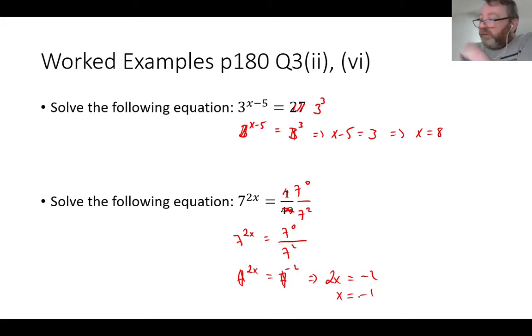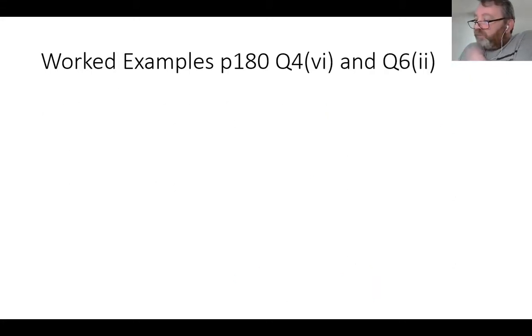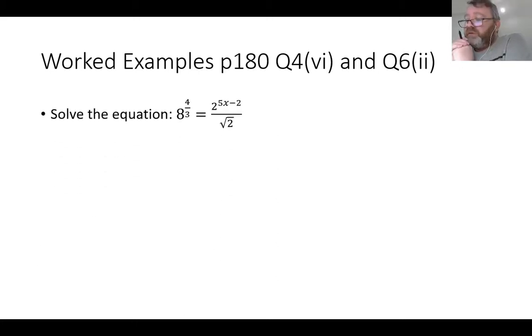Okay, let's increase the complexity a little bit. Question 4, part 6, and question 6, part 2. Solve this equation. 8 to the power of 4 over 3 is equal to 2 to the power of 5x minus 2 over root 2. Same rules again. Who's the lowest base? The answer is 2. So therefore, everything must be written in terms of base 2.